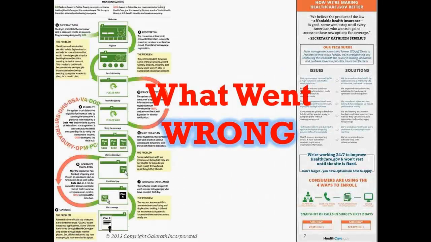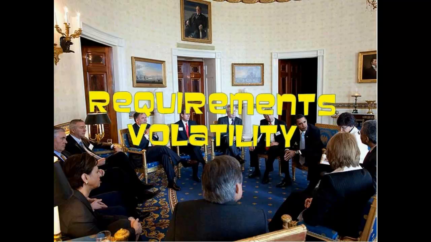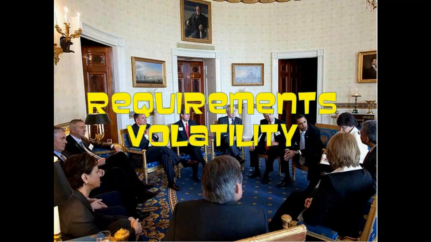What went wrong? Why did this thing get messed up? Well, first of all, you had requirements volatility. When this system was nearly in the can 6 months ago, they asked for an eligibility requirement. So in order to see your plans, you had to actually go through verification. A huge, huge new requirement that was laid on at the very end.